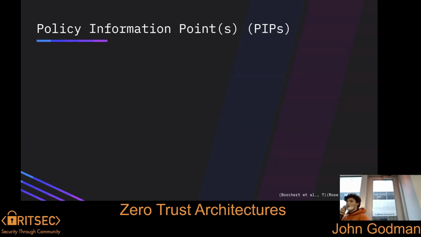So circling back a little, as I said, the policy information points, or PIP, are the actual input data that's fed into a trust algorithm to make these request decisions. Now, this input data can be from a lot of different things, depending on the trust algorithm. For instance, it can be from a continuous diagnostics and mitigation system, or a CDM system.